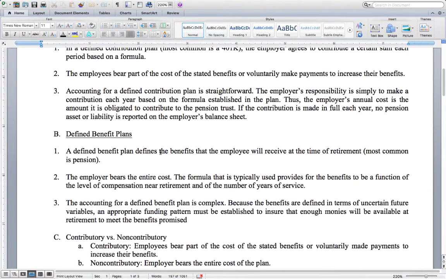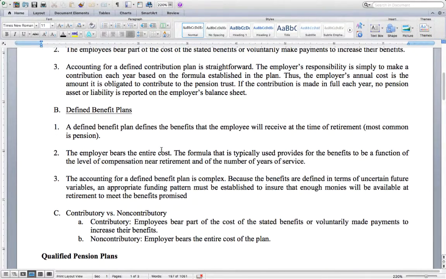Next is the defined benefit plans. A defined benefit plan is the benefits that the employee will receive at some time after retirement. This is most commonly referred to as a pension. Please note that you can sometimes pull a pension out early. However, there are income tax laws and penalties that are associated if you pull them out before specified dates. Under this type of plan, the employer bears the entire cost.